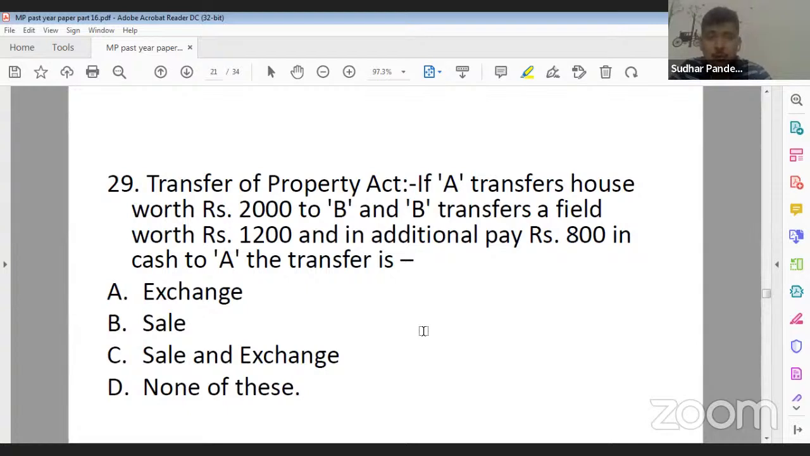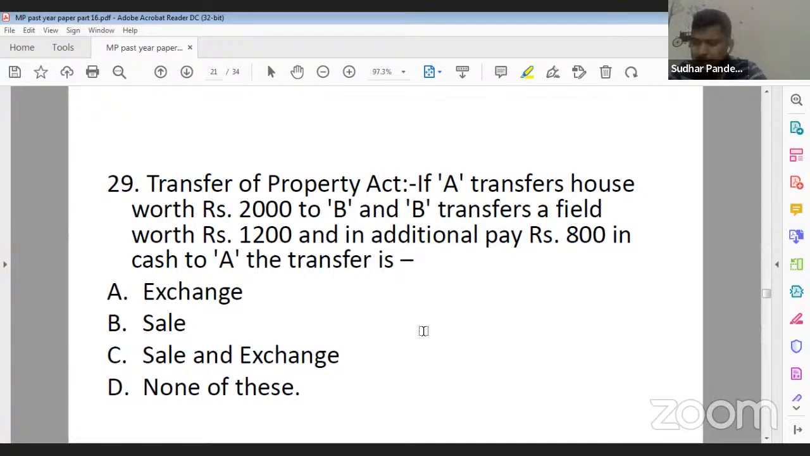If A transfers a house worth rupees 2,000 to B and B transfers a field worth rupees 1,200 and additionally pays rupees 800 in cash to A, the transfer is. So they are asking the nature of the transfer in question number 29. Option A, exchange; option B, sale; option C, sale and exchange; and option D, none of these or none of the above.